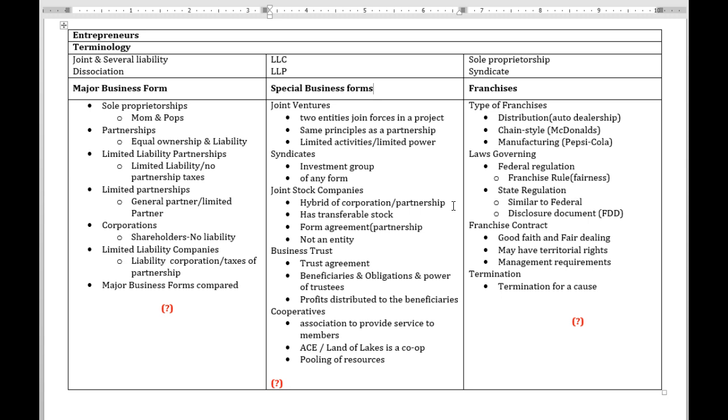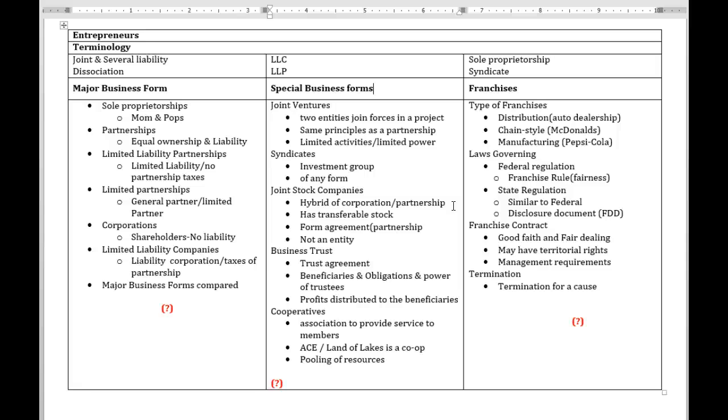You have syndicates, which is an investment group, and that can be like about any form. A lot of people just get together and form their own investment group, and that would be kind of a syndicate. There usually are some papers drawn up, there's some agreements drawn up, and the larger it gets, the more agreements you're going to have.